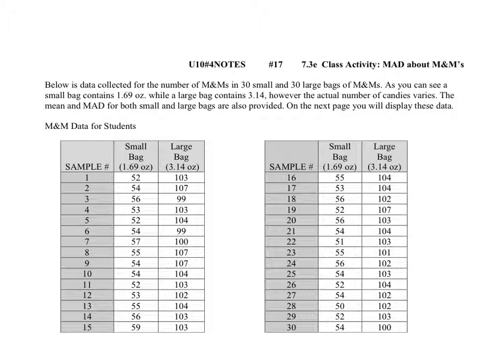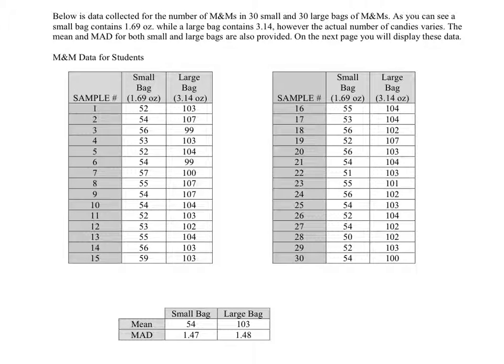So a lot of numbers up in here, but it gives us a lot of information to compare. For the small bag we have a mean of 54, and for the large bag we have a mean of 103. And then the MAD for both of those, 1.47 and then 1.48. Actually, we're just going to round them up to 1.5 each. That'll make things a little bit easier for us.